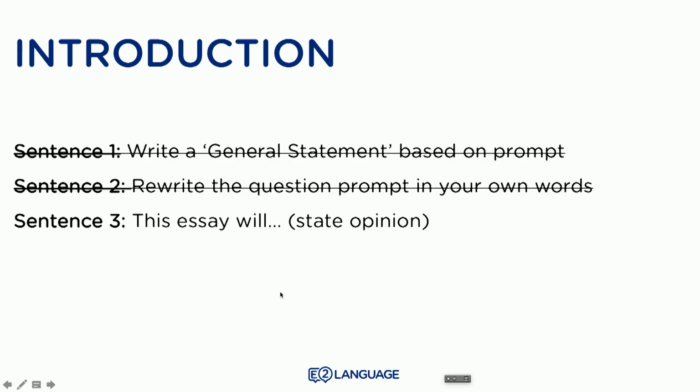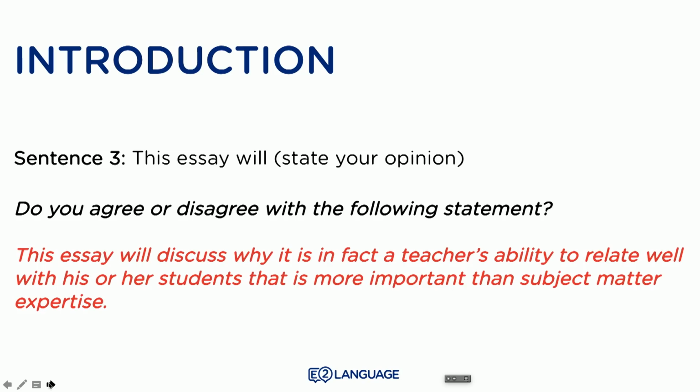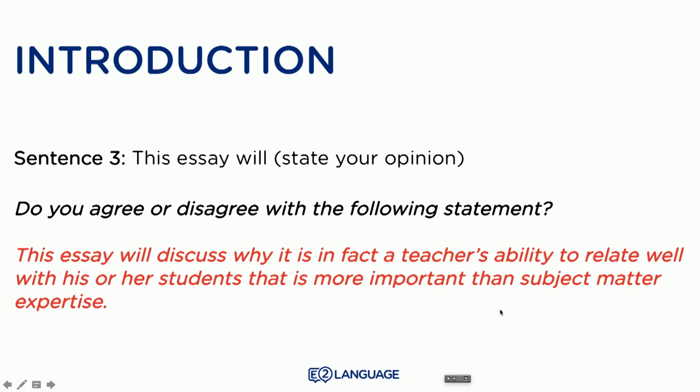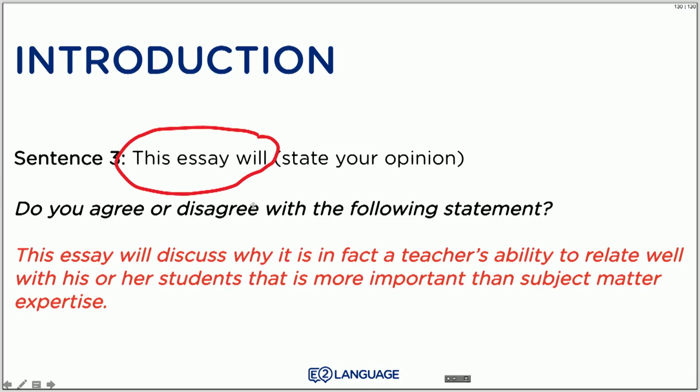Sentence 3. This essay will, and now I'll state my opinion. This essay will discuss why it is, in fact, a teacher's ability to relate well with his or her students that is more important than subject matter expertise. So my opinion here is about the teacher's ability to relate well with students is more important than subject matter expertise. And I've used this phrase here, this essay will. You can use this. I suggest you use this. This essay will discuss why blah, my opinion.